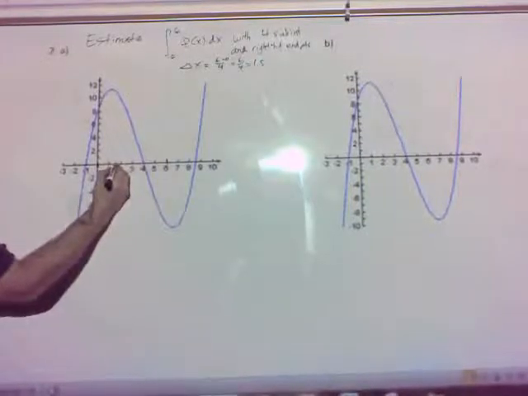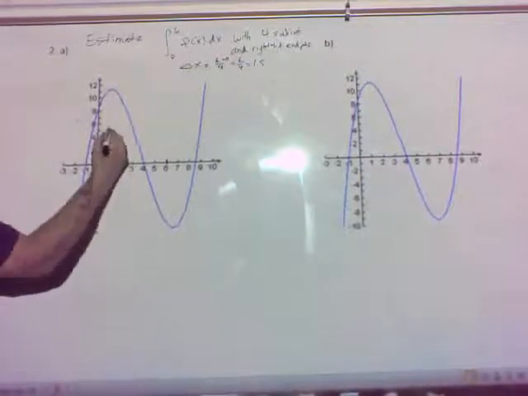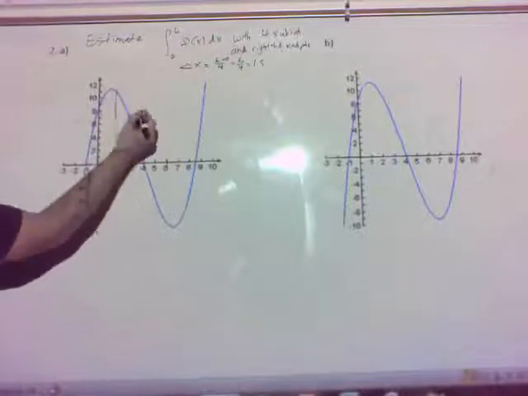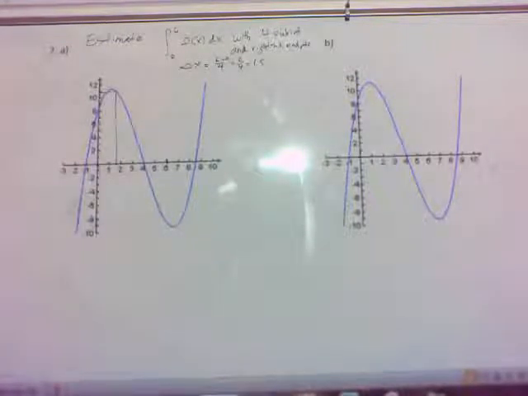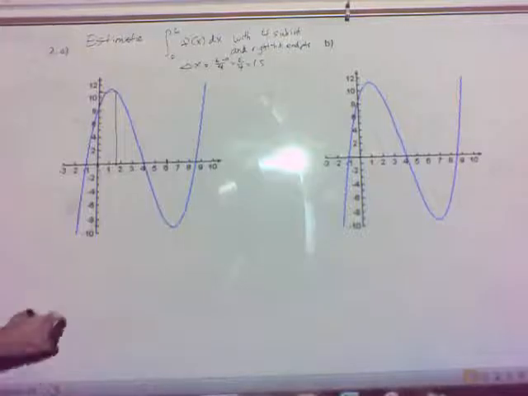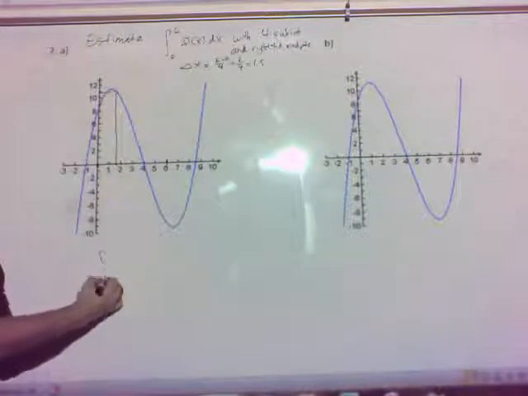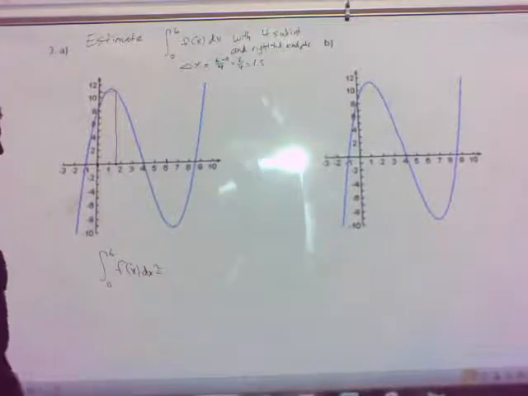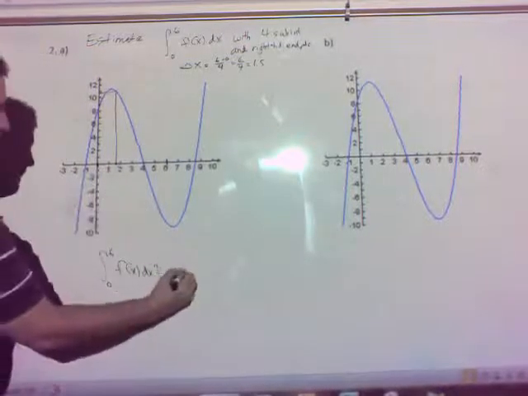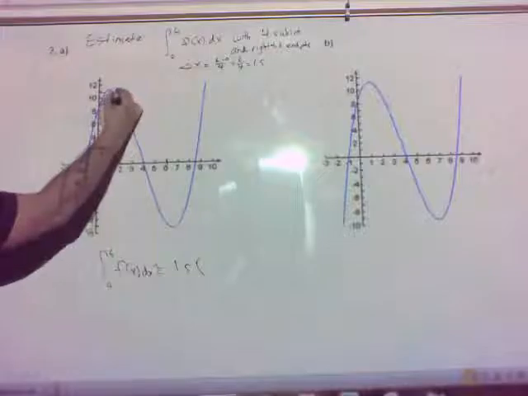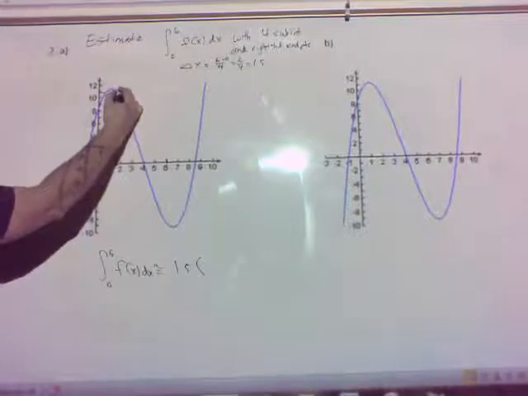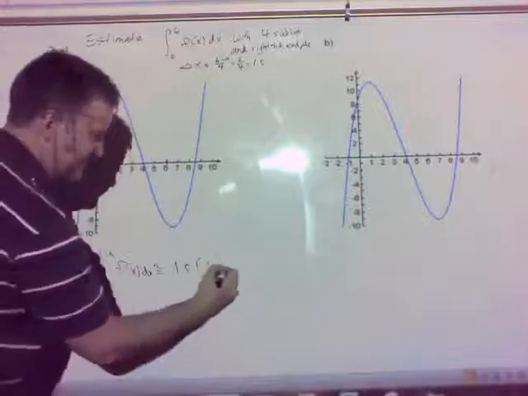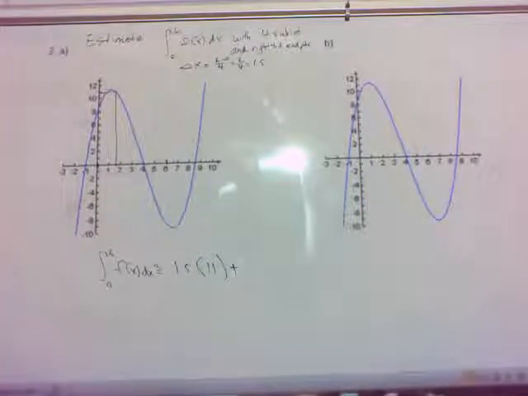So the first one's here, using right-hand endpoints. So that first one looks to be about that. So the integral from 0 to 6 of f of x dx is approximately equal to 1.5 by, what is the height? Depends on which moment I want to take it. 11. Okay, let's go with 11. All right. What about the second one?